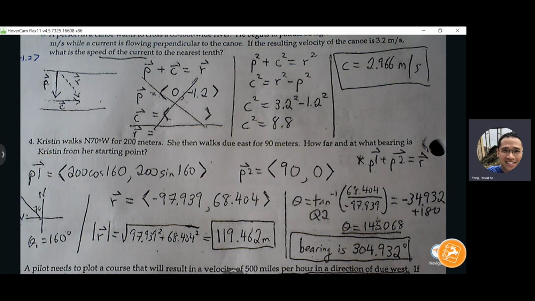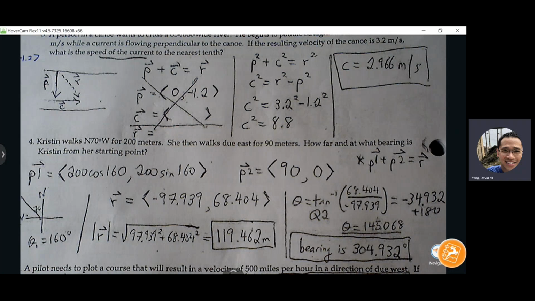All right, so Kristen walks north 70 degrees west, so that means she's starting at 90 degrees and she's moving to the second quadrant, so 90 plus 70 is 160. So the first sentence will give you your information to create your first vector in component form. And then the second leg of her trip, she walks due east for 90 meters, so she's going to the right. So that's just 90 comma 0.